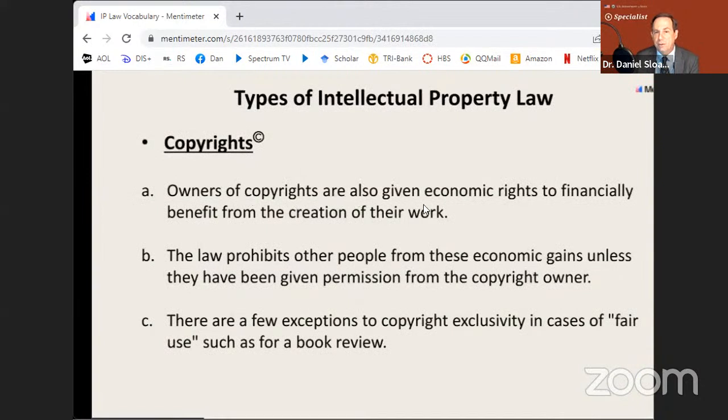Owners of copyrights are also given economic rights to financially benefit from the creation of their work. The law prohibits other people from using it for economic gain unless they have been given permission from the copyright owner. And there are a few exceptions to copyright exclusivity in cases of fair use, such as for a book review. If you are giving a book review, for example, it's considered fair use.